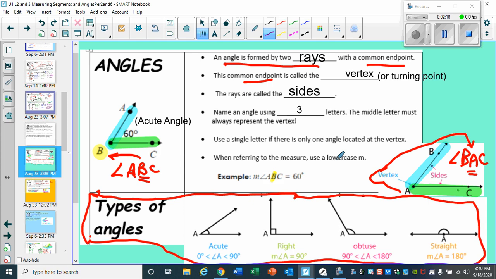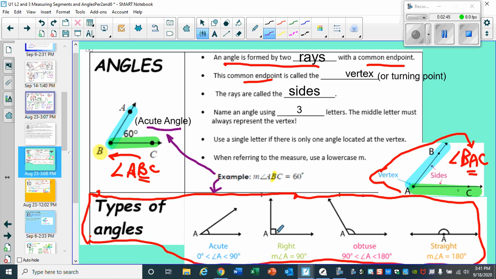Now, anytime you see the lowercase m, that's a measurement. So for example, for this first angle over here, the measure of angle ABC is 60 degrees. And since 60 is between 0 and 90, that's an acute angle. And that leads us to four types of angles down here. Acute, 0 to 90. Right, exactly 90. So even if it's like 89.999, that's not going to work.